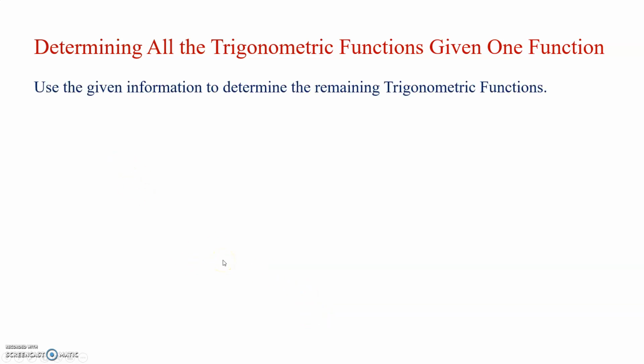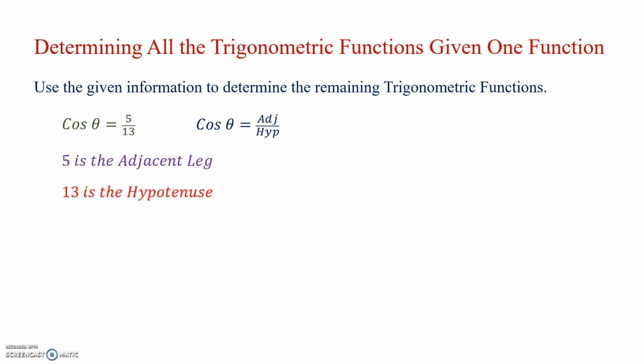So here we want to look at determining all of the trigonometric functions, and all you're going to be given is just one of them. It says, use the given information to determine the remaining trigonometric functions. So if all I tell you is cosine of theta is 5 over 13. In order to determine all 6 trigonometric functions and their ratios, we need 3 values: the opposite, the adjacent, and the hypotenuse. We were given cosine, which is the ratio of adjacent to hypotenuse. So 5 represents the adjacent leg, and 13 represents the hypotenuse.